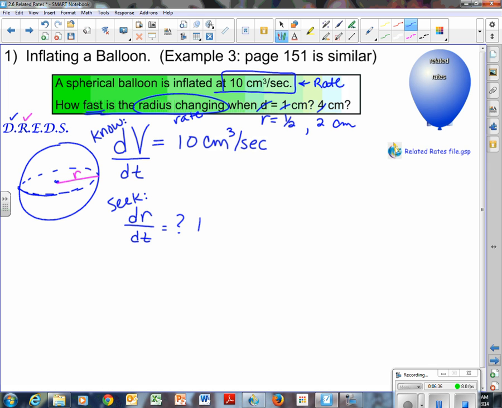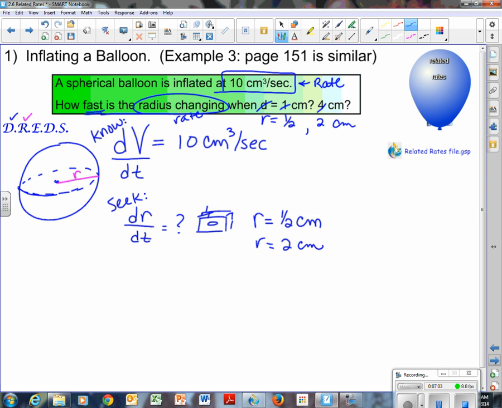And we're going to take a snapshot of this. So here's my little camera. I'm going to take a snapshot, press the button down. I want to know what's happening when radius is 1/2 centimeter. So at the precise moment when my radius hits 1/2 centimeter, what is the rate of change? And then also it looks like we're going to look at it when the radius is 2 centimeters.